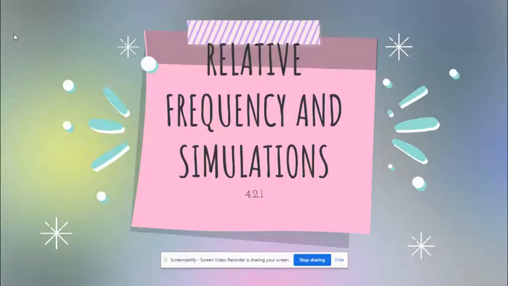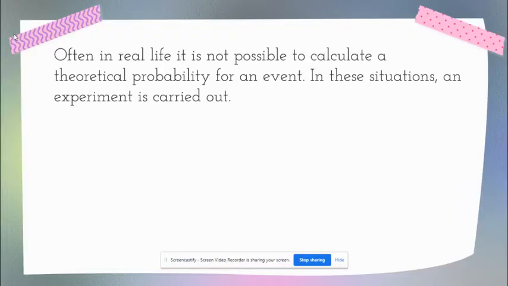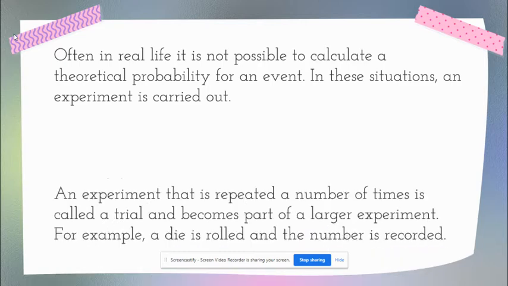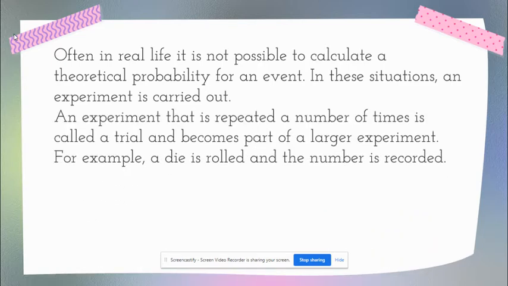All right, so now we're looking at relative frequency and simulations. Often in real life, it's not possible to calculate a theoretical probability for an event. In these situations, an experiment is carried out. An experiment is repeated a number of times, and that's called a trial. And it becomes a part of a larger experiment.